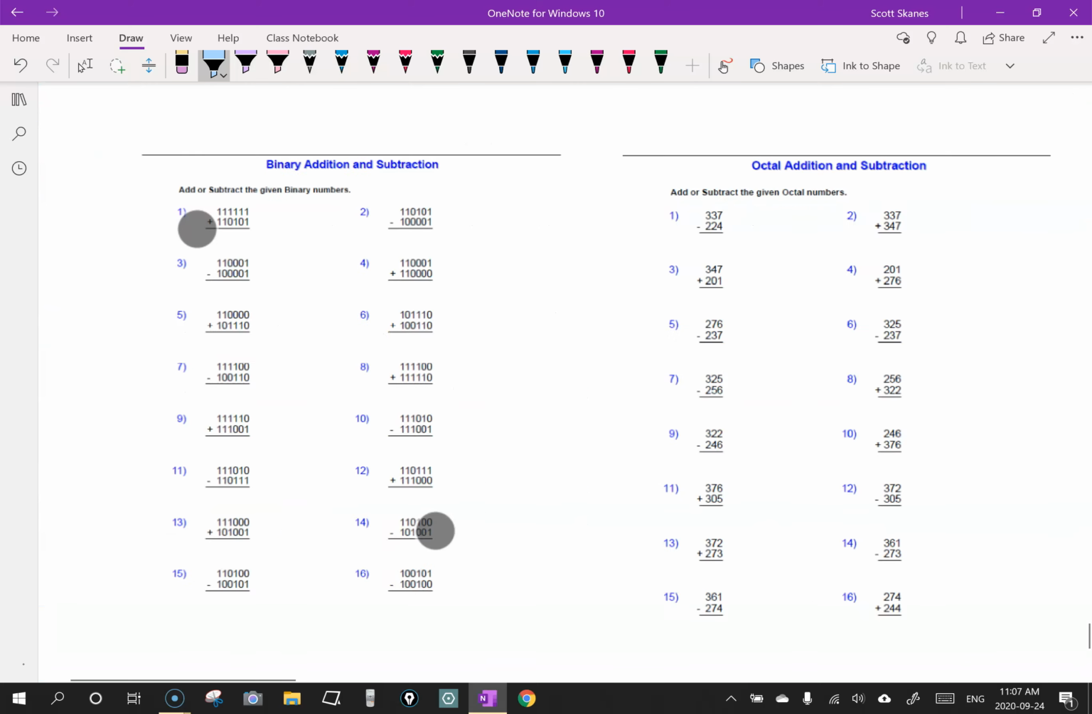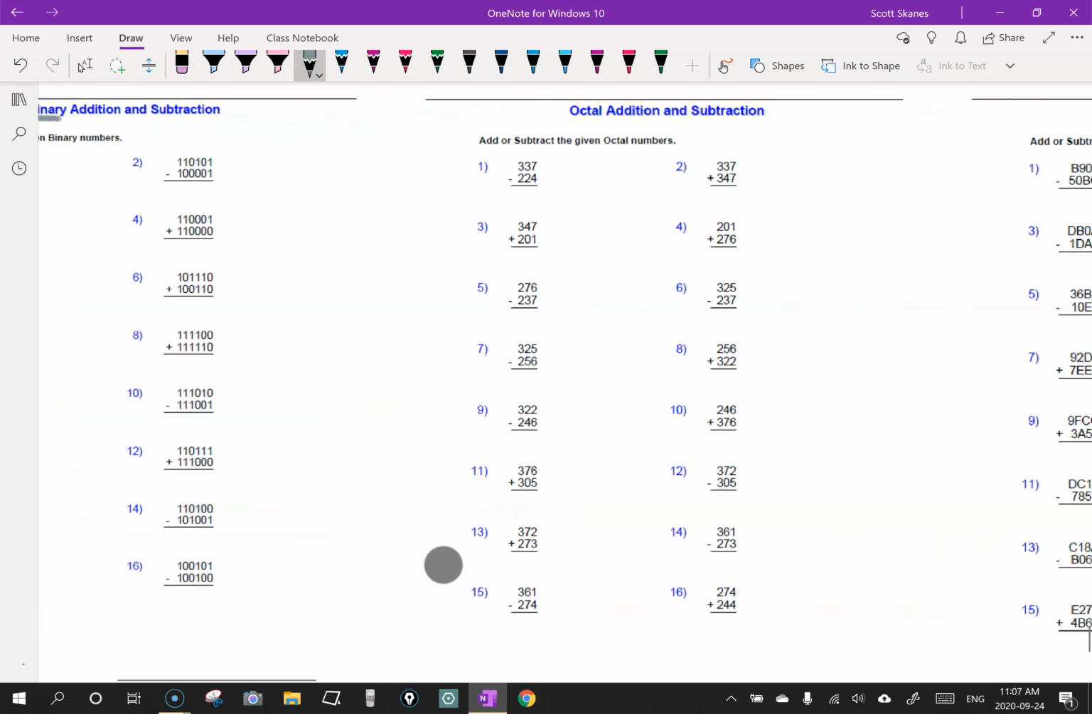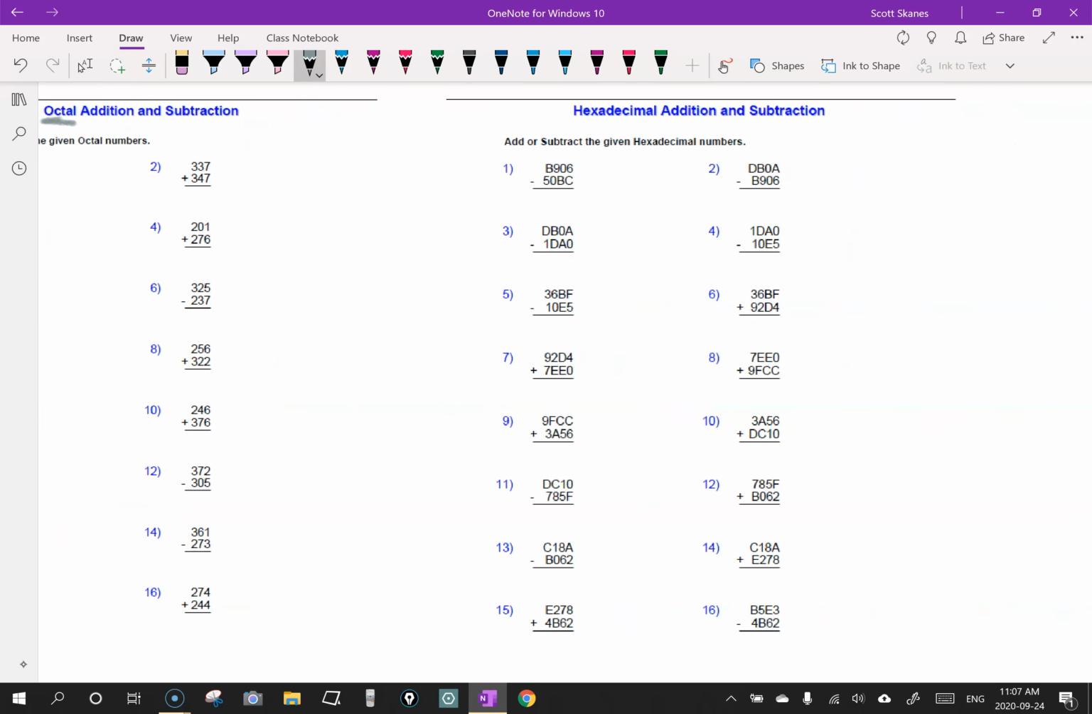Let me just zoom in on this. I know it's quite small, so I don't recommend doing it on this page. You've got binary addition and subtraction. You've got octal addition and subtraction. And you've got hexadecimal addition and subtraction. If you don't want to go ahead and go find it on D2L, you can just pause the video here and do this work on a separate page.